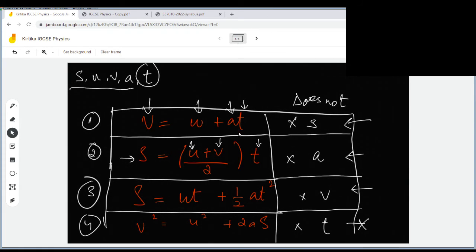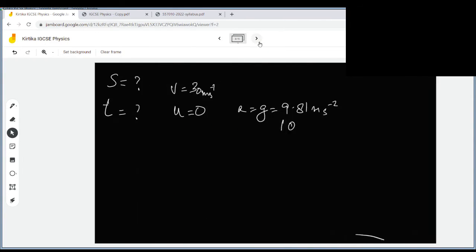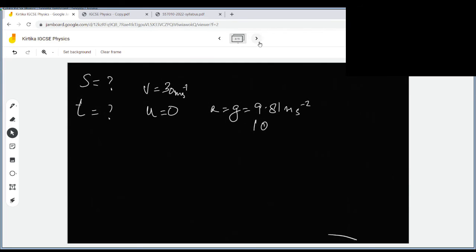Now S is in these three equations, 2, 3, and 4. So I have to use one of these three. Equations 2 and 3 require time as well, and I do not have time right now. So the equation that I can use is the fourth one, without time. I'll simply write down this equation: v squared is equal to u squared plus 2as. I have to calculate S, so I make S the subject. I get (v squared minus u squared) divided by 2a is equal to S.